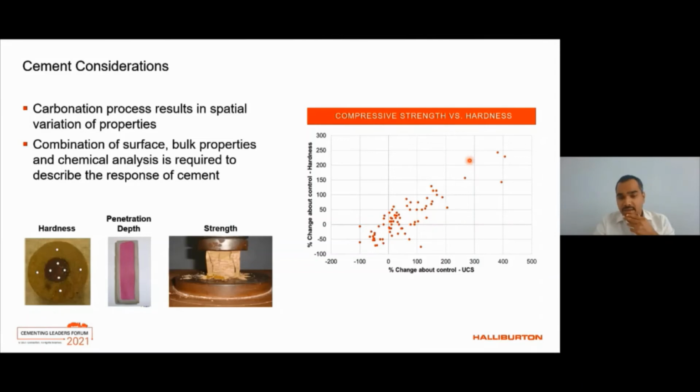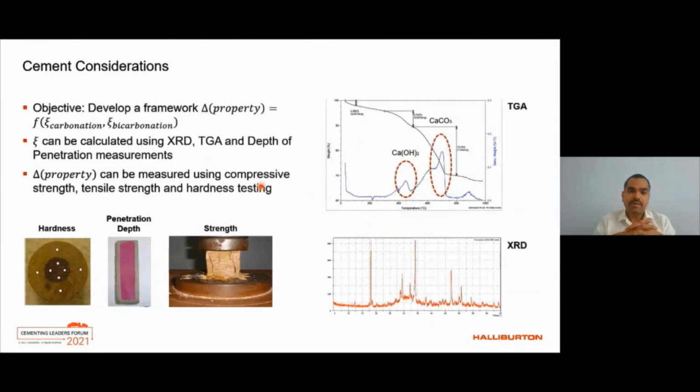From the historical tests that we have done for a year-long exposure in a different context, we were able to see some hope that there is a potential correlation between the hardness, which is a surface measurement, and the strength. So the combination of the surface measurements, bulk measurements, and chemical analysis should help us understand the relationship between the composition and the progress of the carbonation process. Our objective is to develop a framework of the relationship between the change in property, which is a mechanical property, and the degree of carbonation or bicarbonation.